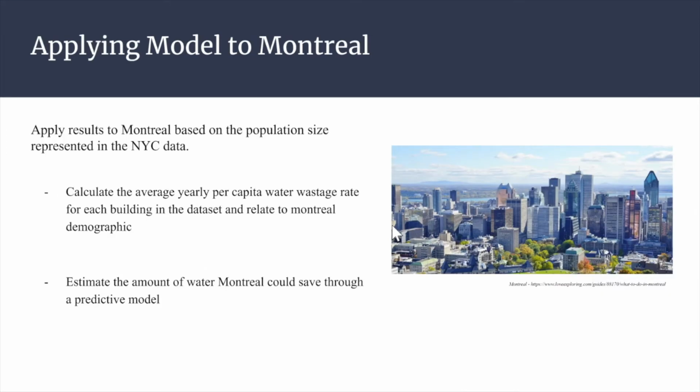The next step will be to apply the model to the Montreal dataset, based on the demographic available in the New York City dataset. To do so, the yearly average of water wastage per capita for each building is calculated and attributed to the Montreal demographic. Then using the predictive models, the amount of water that could be saved in Montreal is going to be estimated.